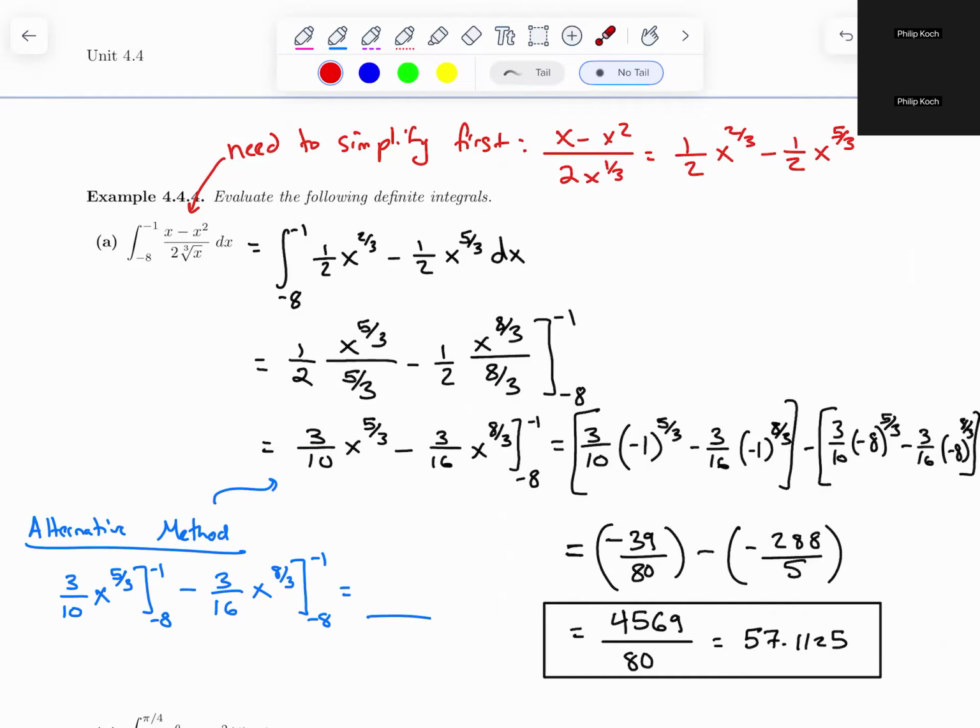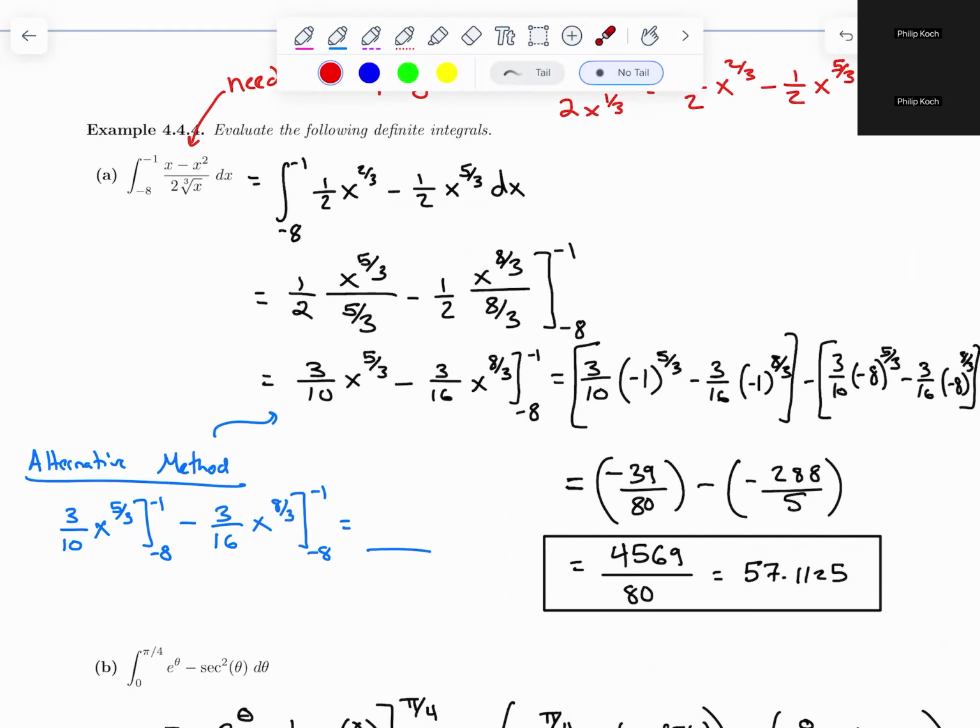Now, as a small aside, remember that the antiderivative of a sum or a difference is the sum or difference of the antiderivatives. If you'd prefer, you can instead just find each one separately. You can find the integral of the piece 3/10 x to the 5/3, evaluated from -8 to -1, minus 3/16 x to the 8/3, evaluated from -8 to -1. So you can do this piece and this piece separately. It makes it look a little more relatable, like all the pieces are the same. So it can be helpful to view it that way.